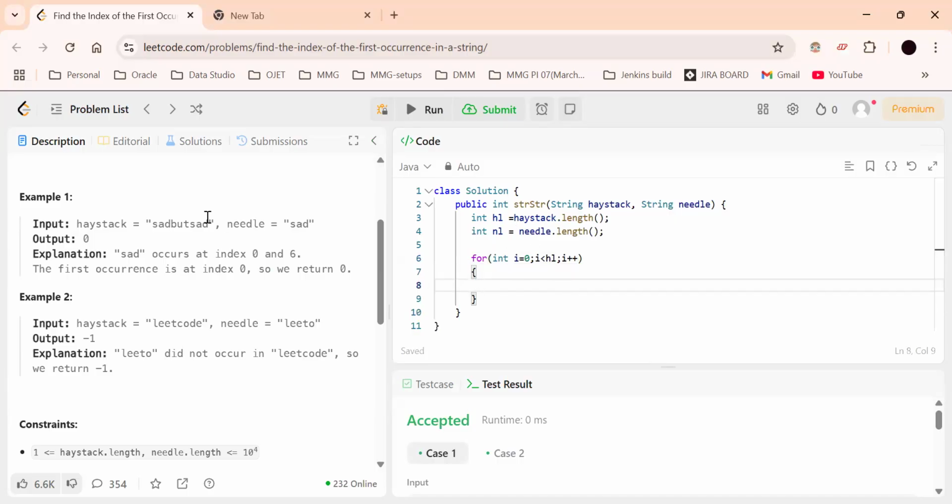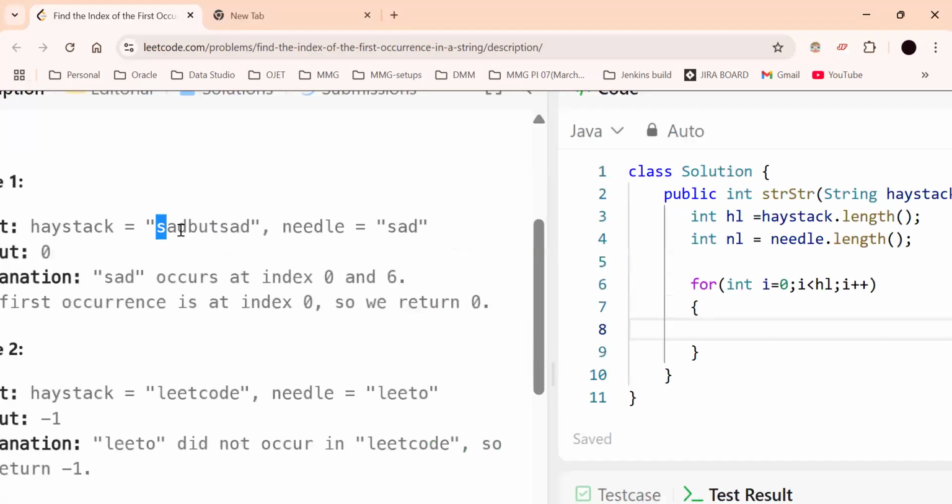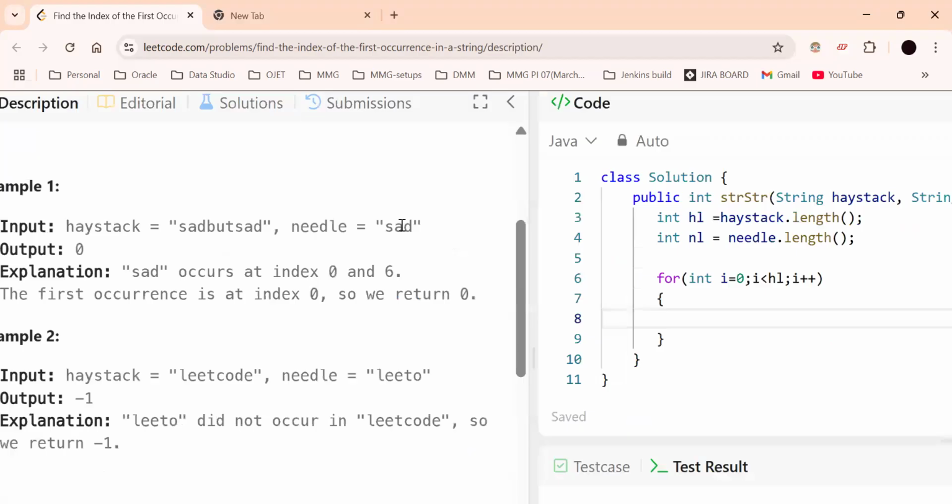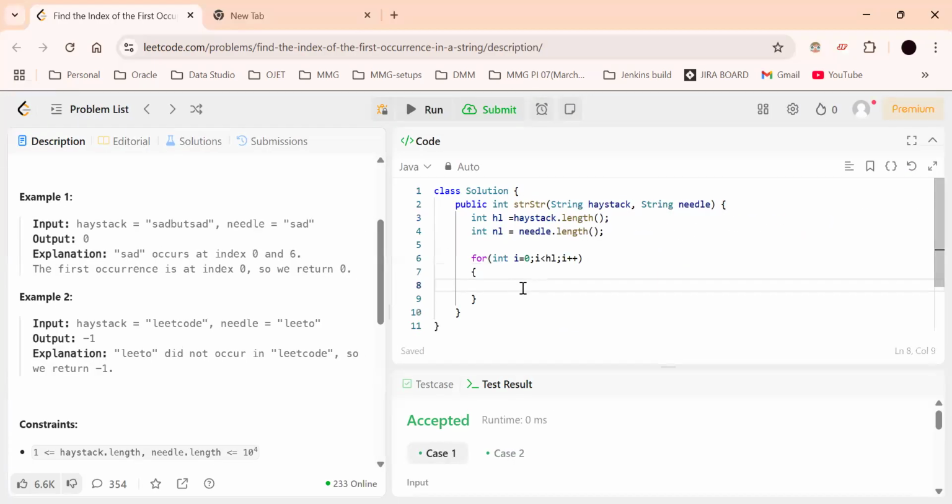Now what I need to do is iterate over this and check every 3 characters. Like here, if you take this example, I need to search for sad. So I need to see whether I have sad at every possible index, because it can be at any place. So I need to go to each and every index and check whether from that particular index I have the needle string. Let me take one example to make these things clear for you.